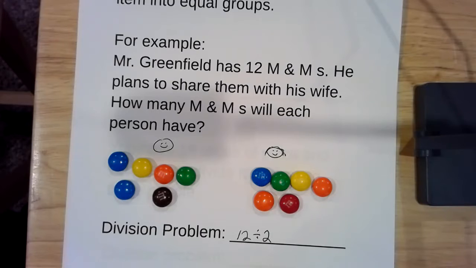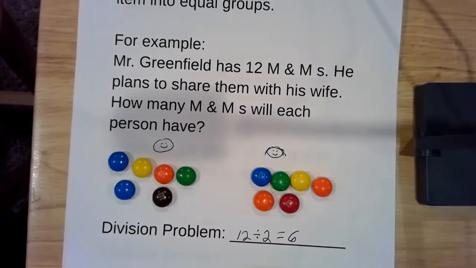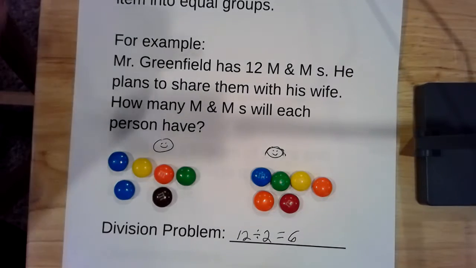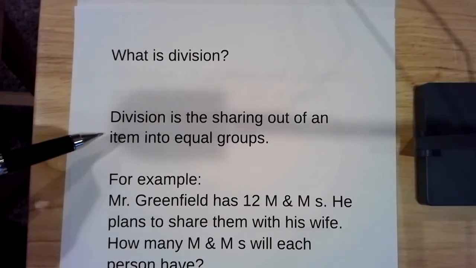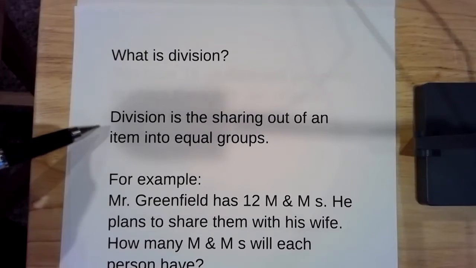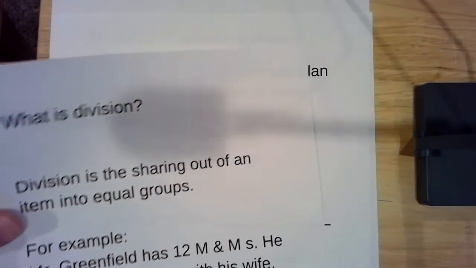And if you look at my picture here, you can see that each person has 6 M&Ms. So if I share these with my wife, she's going to get 6 and I'm going to get 6. Or if we look at that, we started with 12. We divided it as equally as we could amongst two people, and each person gets 6 M&Ms. So as I said earlier, in real simple terms, division is sharing out an item equally into groups. That's what we're trying to do.